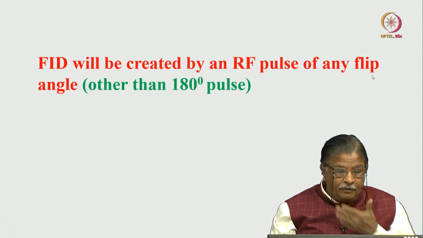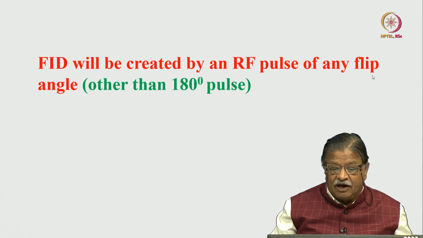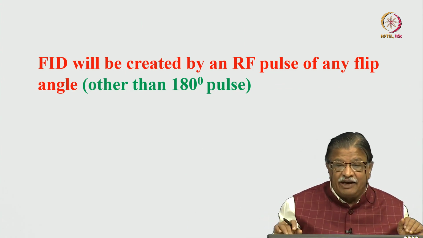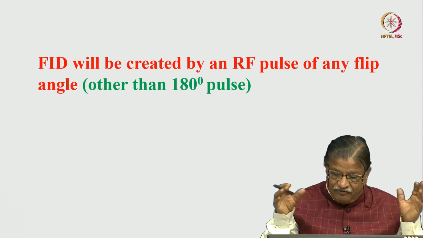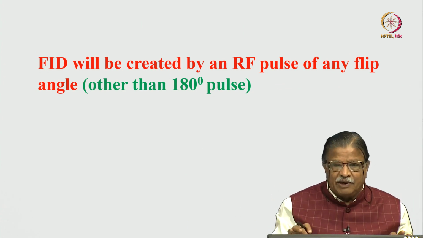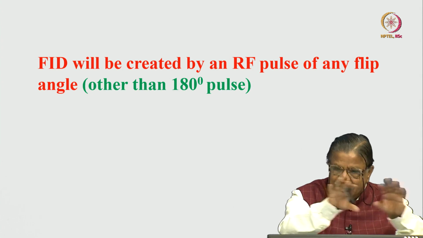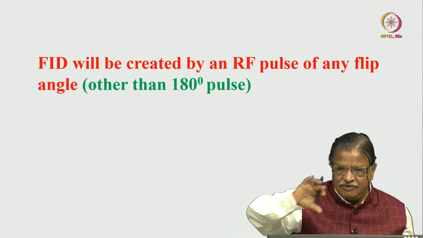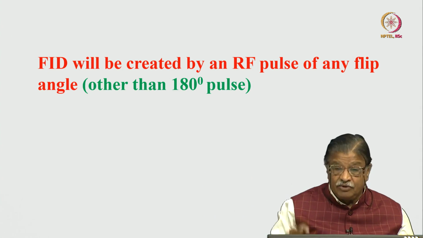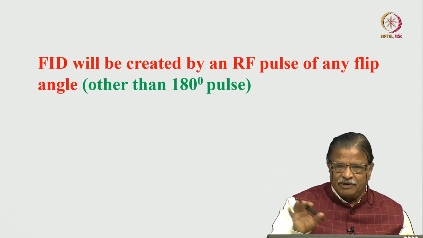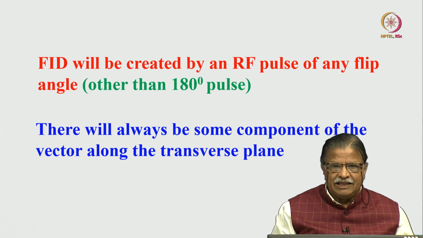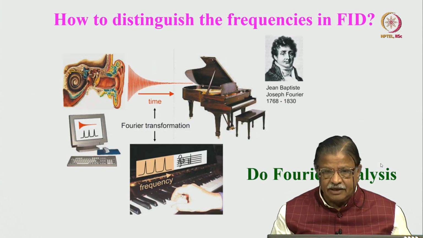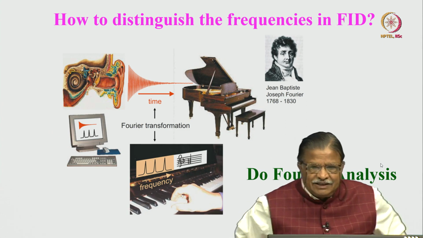Now, FID will be created by an RF pulse of any flip angle, that is what you should remember, it need not be 90 degrees. But for better signal, more signal to be collected, 90 degrees is better, because the entire magnetization will be along the x axis or y axis where you are keeping a receiver. Do not apply a 180 pulse, because a 180 pulse will not give signal, and there will always be some component in the transverse plane to detect the signal. Fine. Now, you have collected the signal.